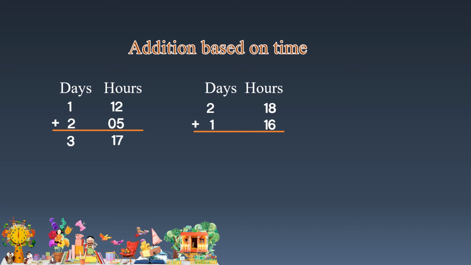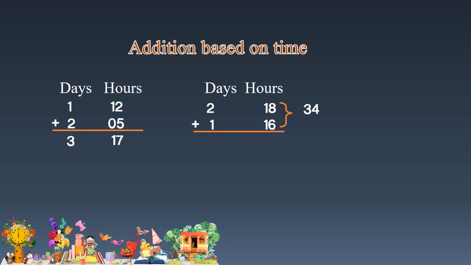So in the next example, 2 days 18 hours plus 1 day 16 hours. First of all, we have to start with the hour column. So in hours column, we have got 18 and 16 to be added. So 18 plus 16 is 34. So can we keep 34 under hours column? No, because if we get a group of 24, we have to transfer it to days column.